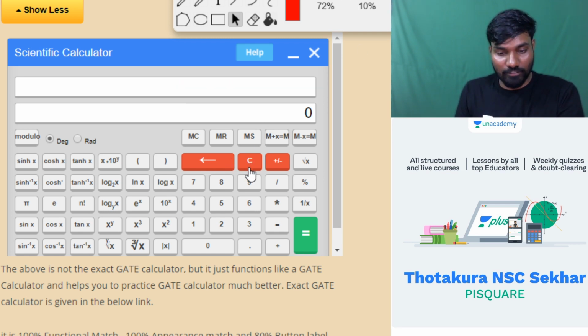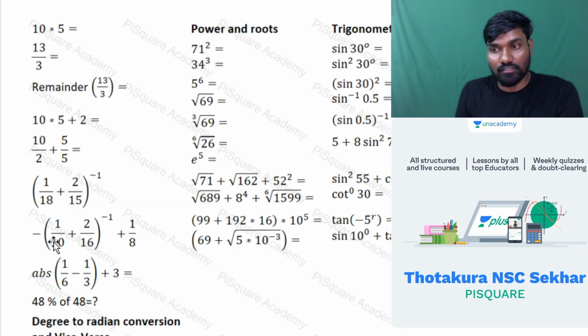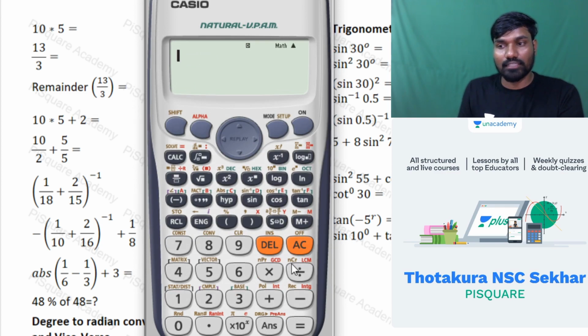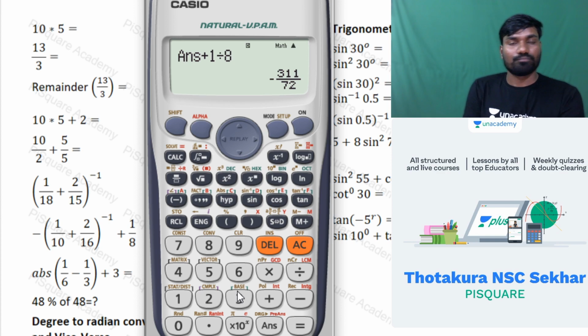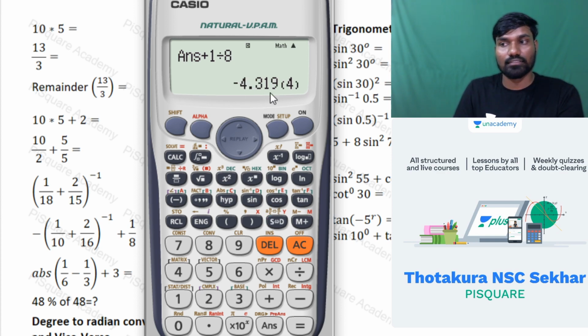That will help everybody. Next operation is minus of (1 by 10 plus 2 by 16) whole inverse plus 1 by 8. Okay. How do you perform this on this calculator? In this calculator, how do you perform? 1 by 10 plus 2 by 16. This is the answer. Press this, you'll get the inverse. Then change the sign, minus of the answer. This is the answer plus 1 by 8. Okay, the value is something like this.